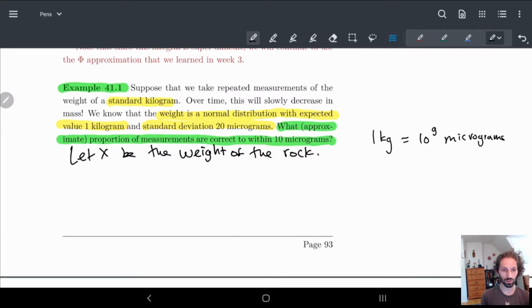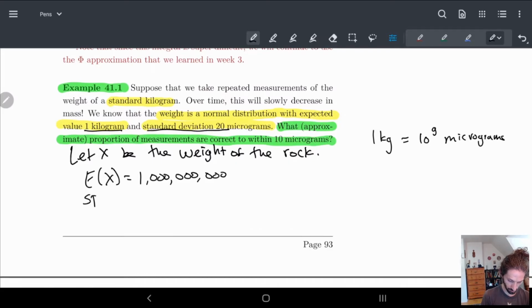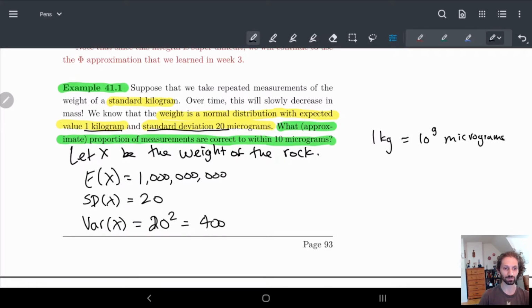So basically what we know is the expected value of x, we're told this is 1 kilogram. So this is 1, followed by 9 zeros. And we know the standard deviation is 20. So the standard deviation of x is 20. What this tells me is the variance is also equal to 20 squared, right? So 20 squared is equal to 400. I'm not sure if that's going to help, but we'll see.